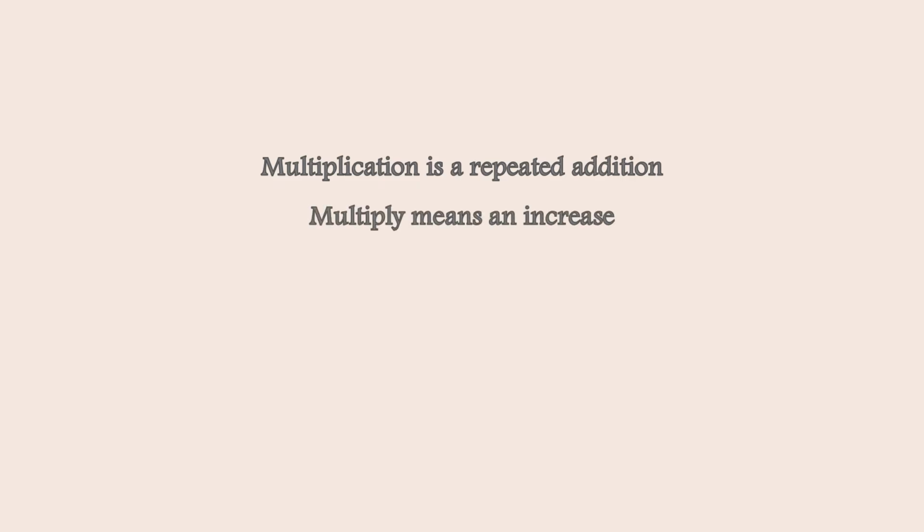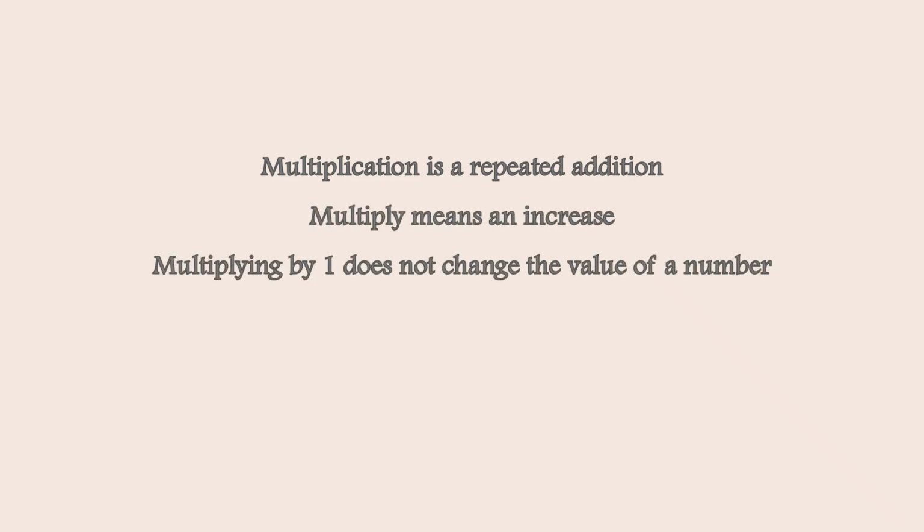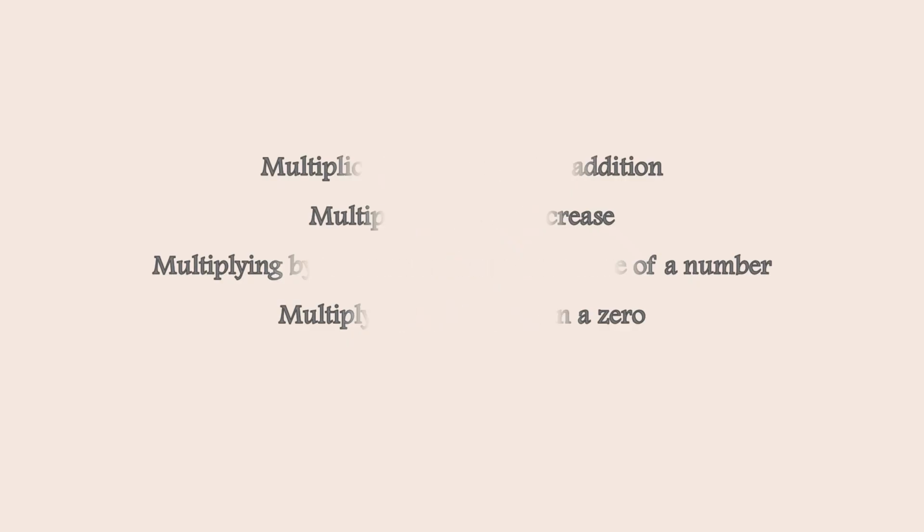Do you agree with the following statements? Multiplication is a repeated addition. Multiply means an increase. Multiplying by 1 does not change the value of a number. Multiplying by 0 results in a 0. Well, most of us would agree to all these statements. But is multiplication in fact a subtraction?